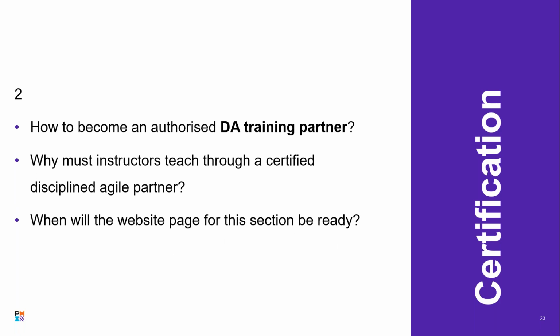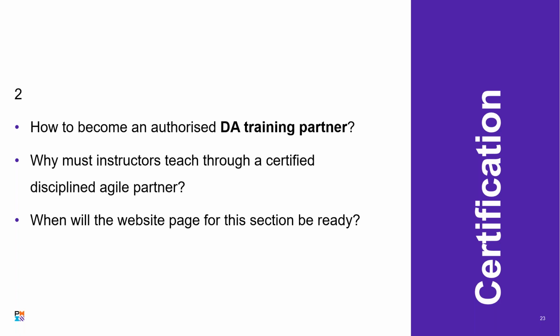Seems that some people who listened to the previous webinars are already becoming interested in becoming training partners. So how to become a training partner, why they have to go through certified Disciplined Agile partner instruction, and when the information on the website page will be available. Yeah, so this information will probably be up by the time you listen to this webinar. We were planning on announcing this yesterday, and then something happened with the email, but it's probably been announced already by the time you listen to this.